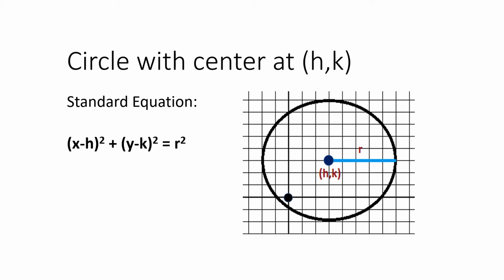In this video, I will be discussing circle with center at (h, k). When a circle has a center at (h, k), it means that the center is anywhere along the Cartesian plane except at the point of origin, or (0, 0). The standard equation of our circle will be (x − h)² + (y − k)² = r². In our circle, this is our center (h, k), anywhere on the Cartesian plane except at the point of origin, and the distance from the center up to one point of our circle is what we call our radius.